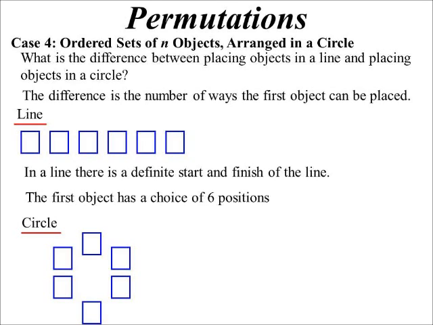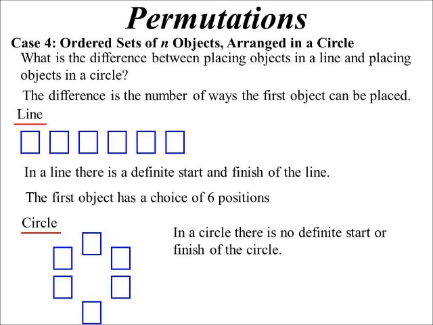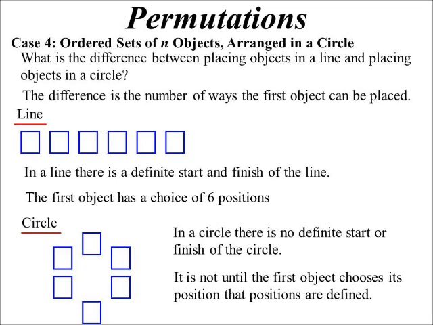But when I put it in a circle, it does not have a definite start or finish. So it does not matter where I put that first object in the circle. There's only one place I can put it, in the circle. Once the object is in the circle, then it defines all the other positions. Because you can say, 2 to the left of it, or 3 to the right, or something like that.